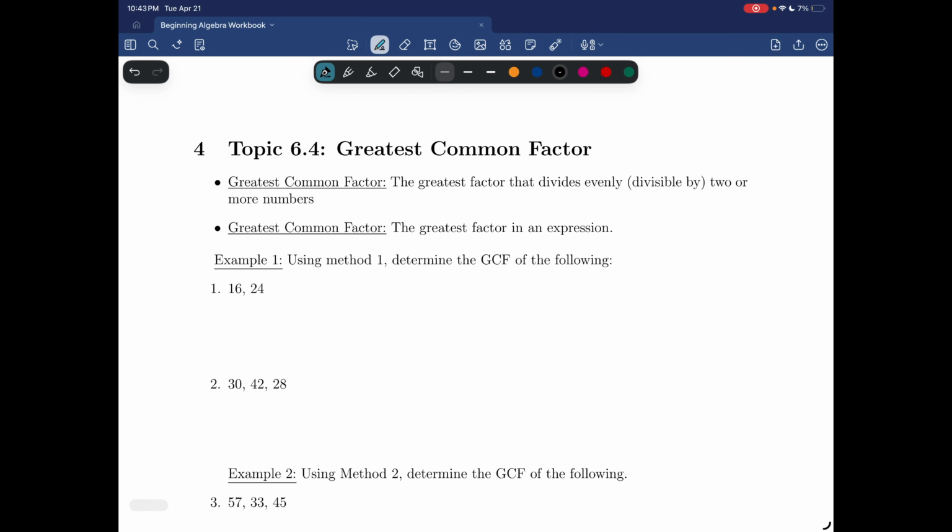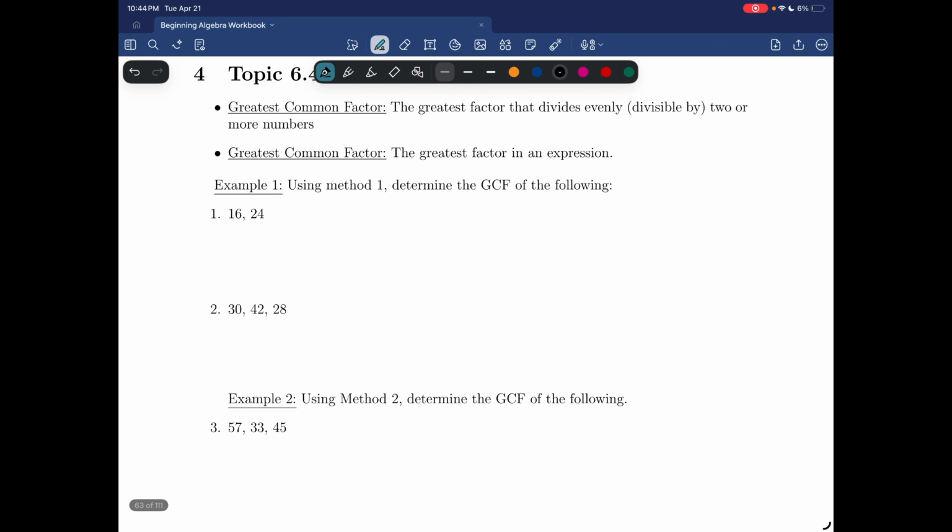Now that we have an understanding of how to do some operations with polynomials, we're going to take a step back for a moment and talk about something called the greatest common factor. So the greatest common factor is essentially a common factor within a set of numbers or terms that we can divide out evenly. But because we are looking for the greatest common factor, we're looking for the largest factor in terms of value, typically, that we can factor out of a set of numbers or terms.